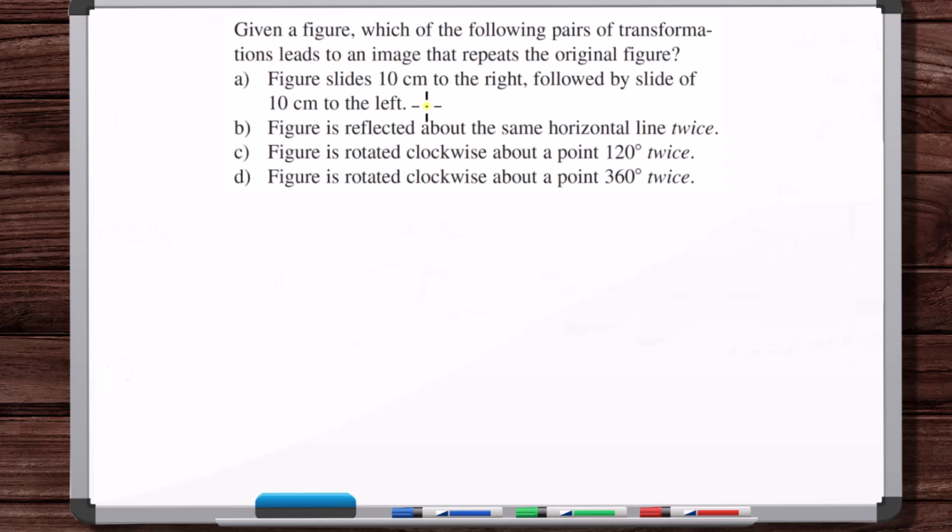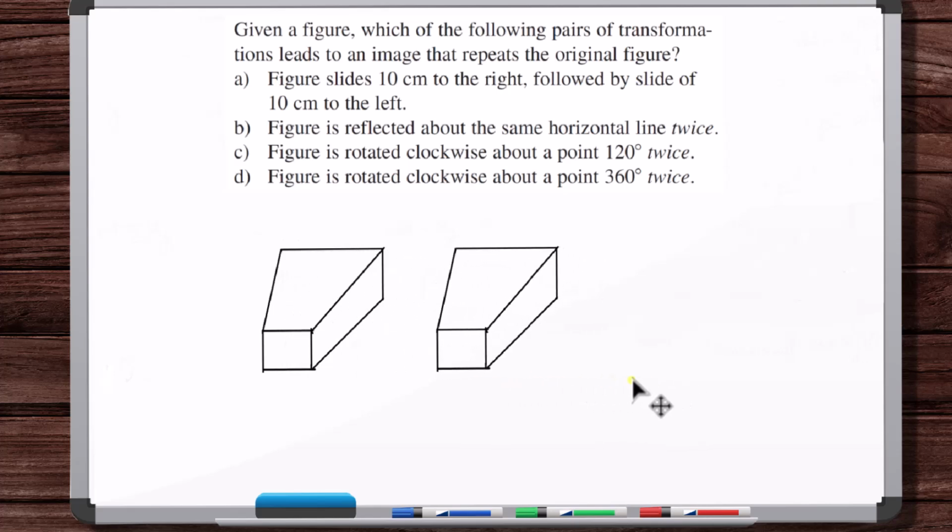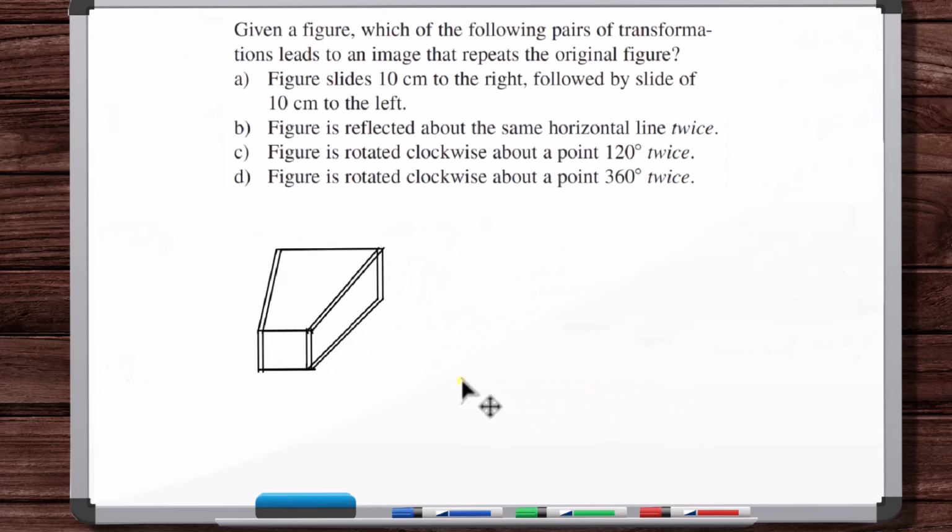Okay, same question, but some different scenarios. So let's go ahead and bring back this figure here. Part A, the figure slides 10 centimeters to the right, followed by a slide of 10 centimeters to the left. Yes. 10 centimeters to the right, and then go back 10 centimeters to the left. You're back on the original figure.